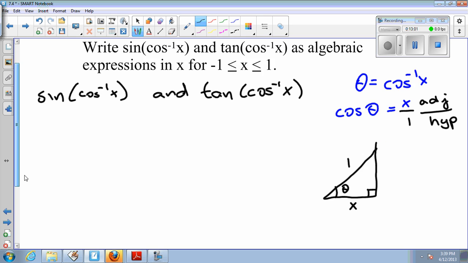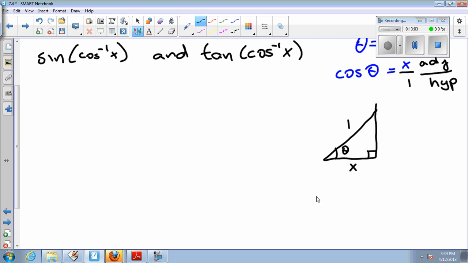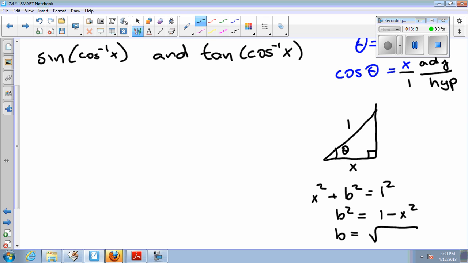So let's use the Pythagorean theorem. x squared plus b squared equals 1 squared. b squared equals 1 minus x squared. So b equals root 1 minus x squared. Now we have our third side of our right triangle. So now we can use this to identify the sine and tangent.